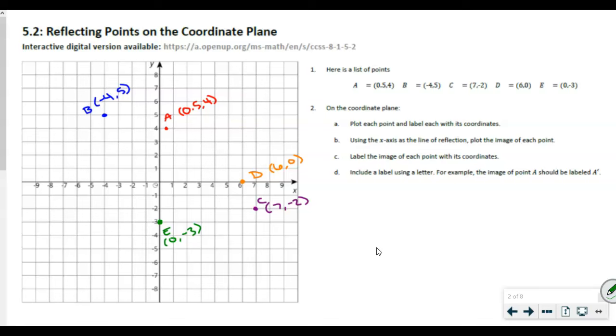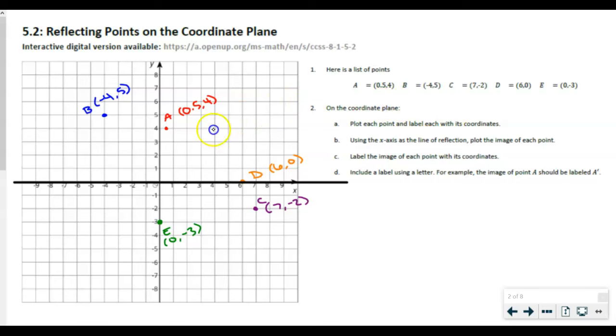Now that we've plotted each one of them, the next set of directions says, using the x-axis as the line of reflection, plot the image of each point. I'm going to make sure that we really understand what that mirror line is, and take a second to think about where each one of those reflections is going to be. Where is point C going to be if it's on this side of the mirror? Where is it going to be when it is reflected? Houston? On the positive side. So if it's on the negative side, it's going to be on the positive side. We're always going to be putting our images on the opposite side of our mirror line. Go ahead and start getting those points on as well, and we'll talk about them as we do them.